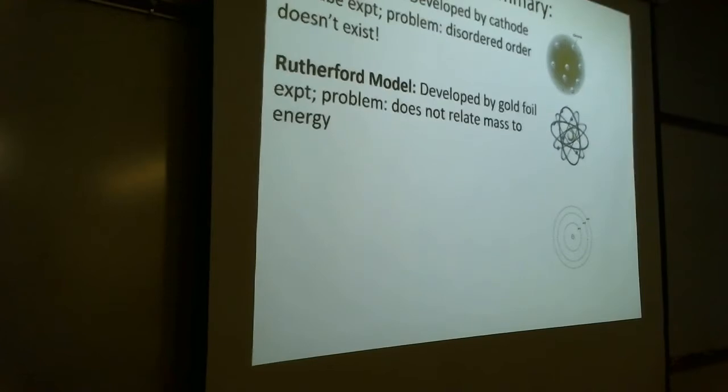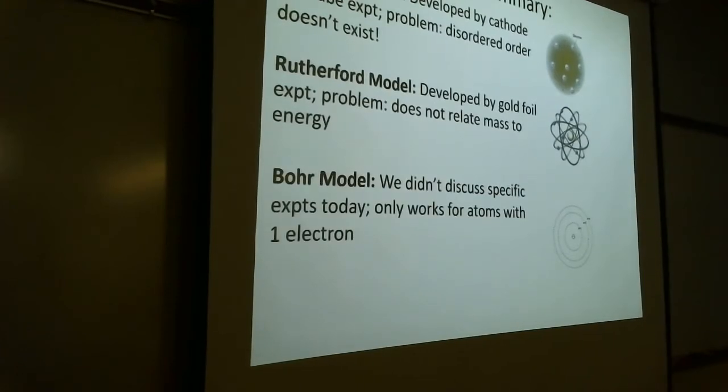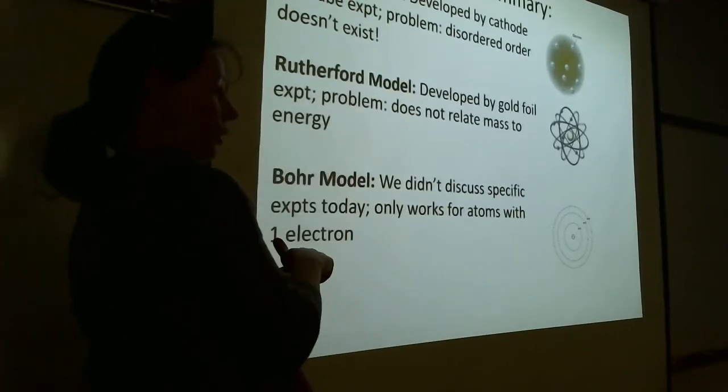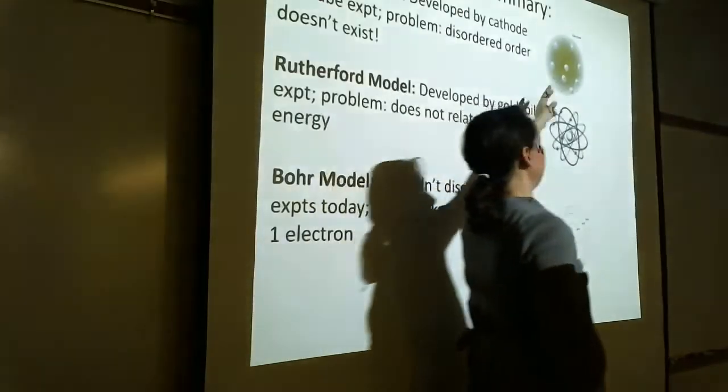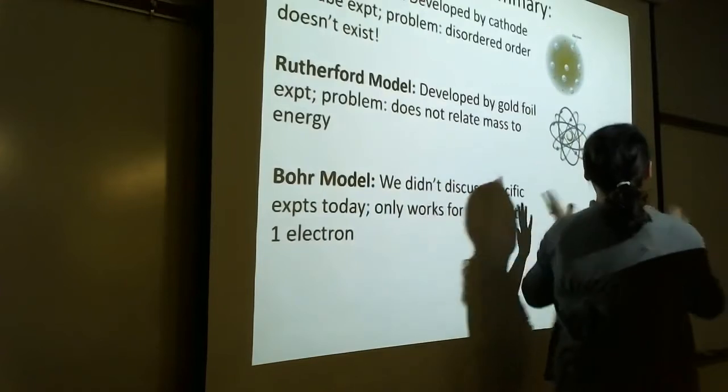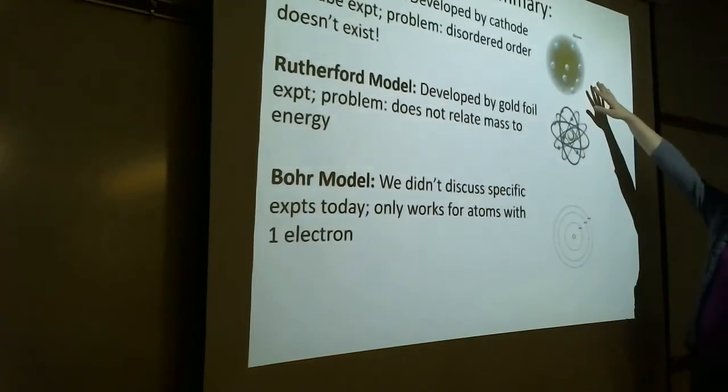Thomson, Rutherford, Bohr, right? Thomson was the cathode ray tube. The problem was that you can't have disorder. It can't be randomly distributed in every single one and have every single one be the same. That doesn't work. It's either random or it's order, not both. Looks like a chocolate chip cookie.